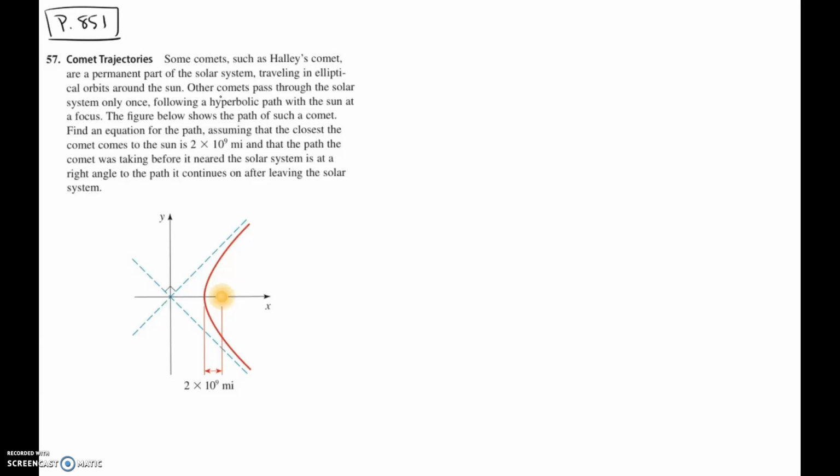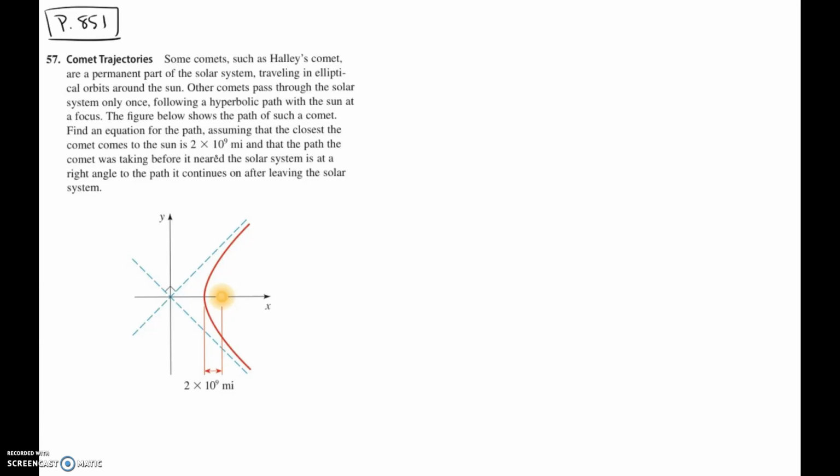The figure below shows the path of such a comet. Find an equation for the path, assuming the closest the comet comes to the sun is that many miles, and that the path the comet was taking before near the solar system is at a right angle to the path it continues after leaving. Okay, well, there we go. So basically this picture, right?